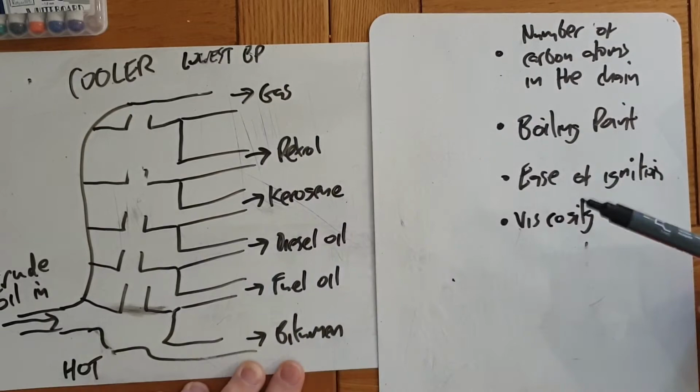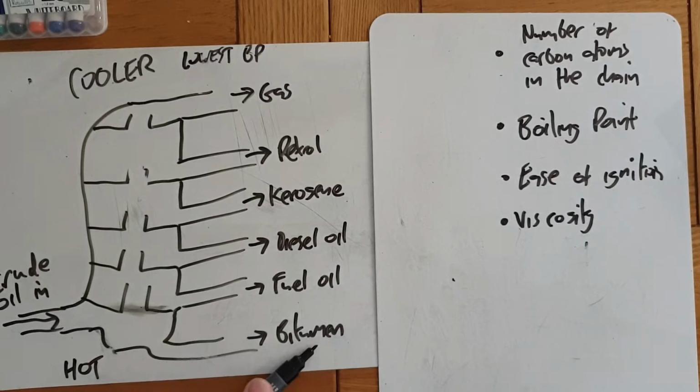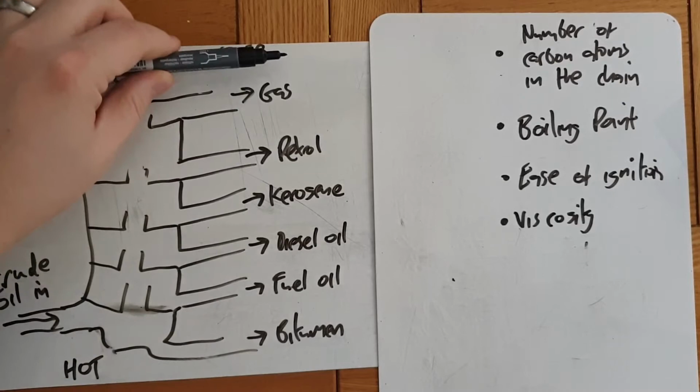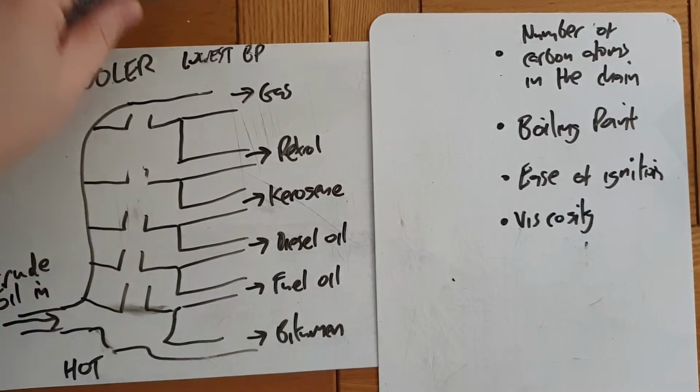So ease of ignition. This is the key thing for all of this: if you can remember the order these are in, it helps you remember all of these. Because you just have to remember, bitumen, roads and roofs don't catch fire very easily. Gas does. So then that follows the whole way up. So petrol is easier to ignite than diesel. Kerosene is easier to ignite than diesel. Diesel is easier to ignite than fuel oil. So you can just remember the pattern. So we've done that one.